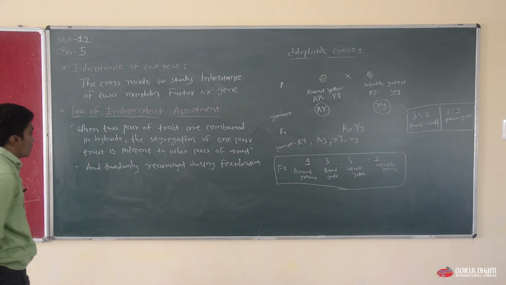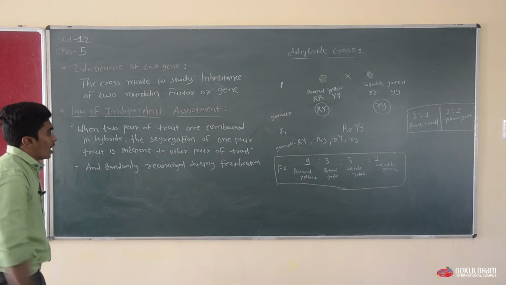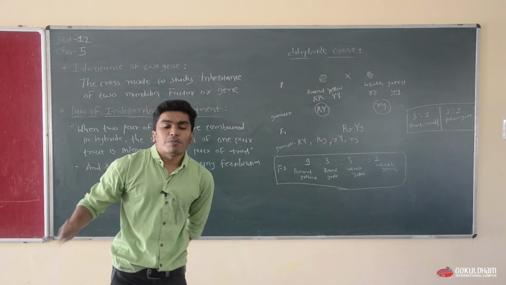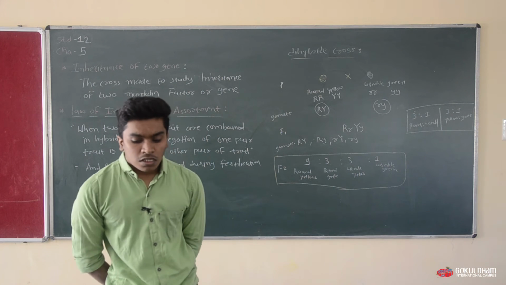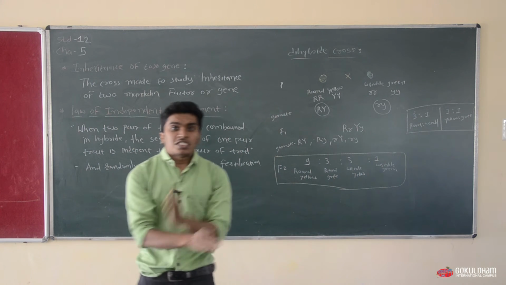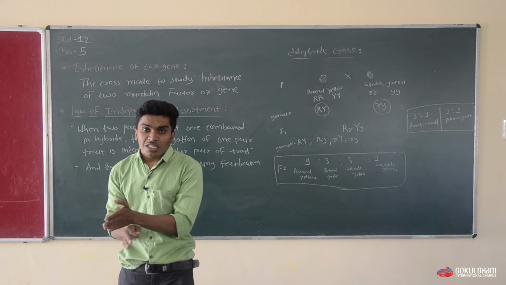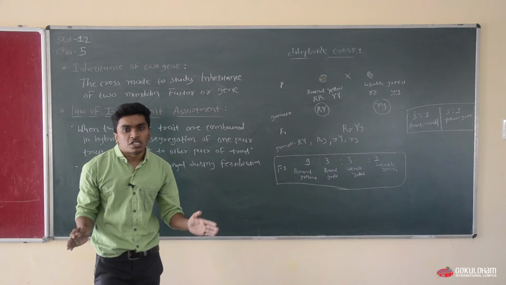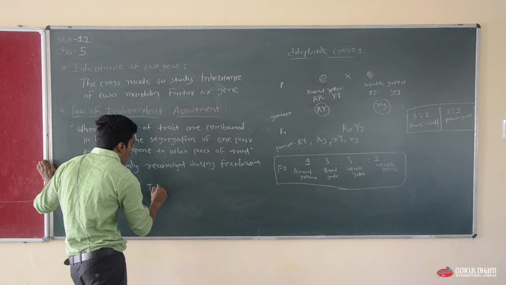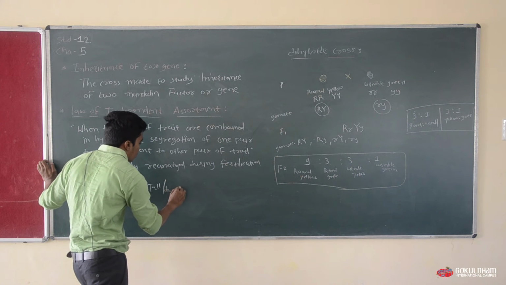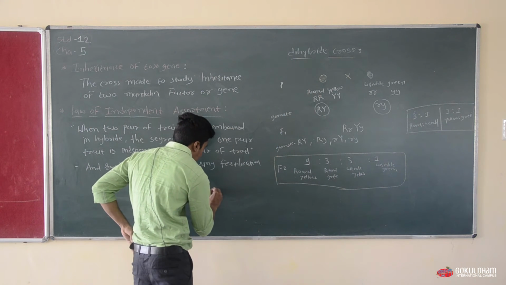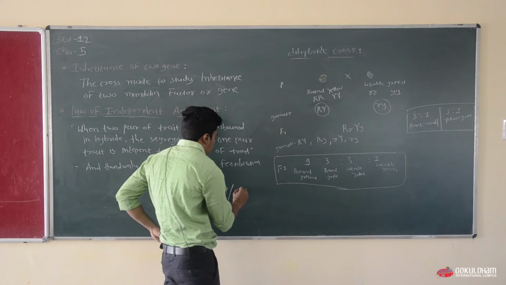The law states that when two pairs of traits are combined in a hybrid, the segregation of one pair is independent of the other pair. The alleles of two traits segregate independently of each other during gamete formation. For example, let's take one character, tall and dwarf plant, and another character, round seed and wrinkled seed.